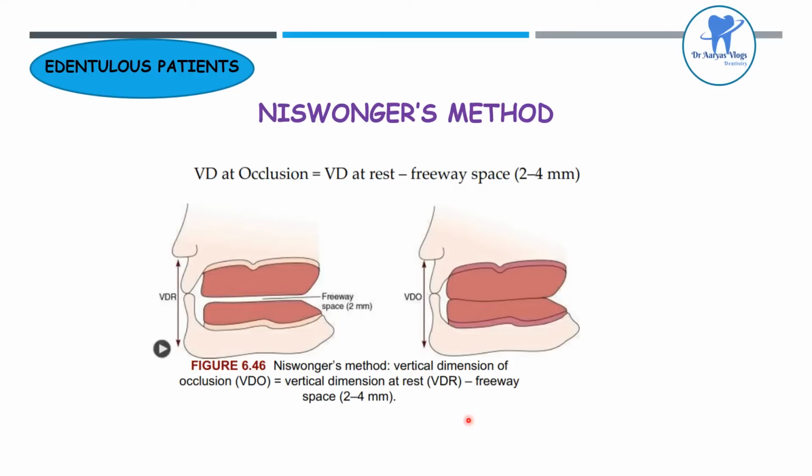Here it is the vertical dimension of occlusion. Here it is the vertical dimension at rest. So what is Niswanger's method? It is vertical dimension of occlusion equal to vertical dimension at rest minus freeway space of 2 to 4 mm.